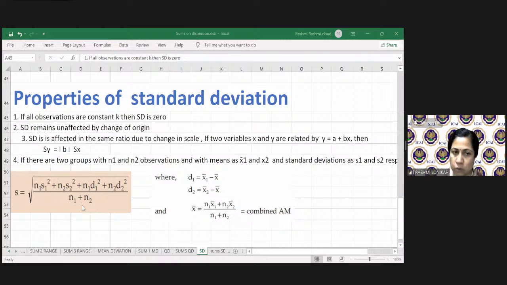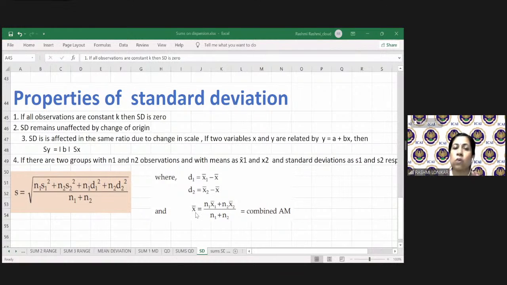Where S1 is the standard deviation of the first group. S2 is the standard deviation of the second group. D1 is x1 bar, the mean of the first group, minus the combined mean. And D2 is x2 bar minus x bar. Now what is x bar? It is the combined arithmetic mean.